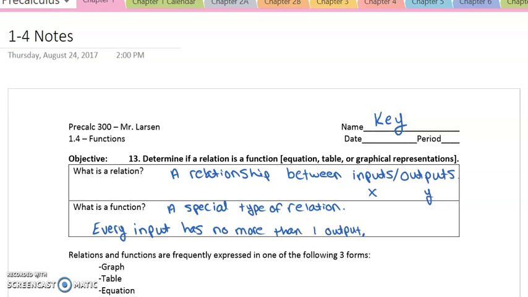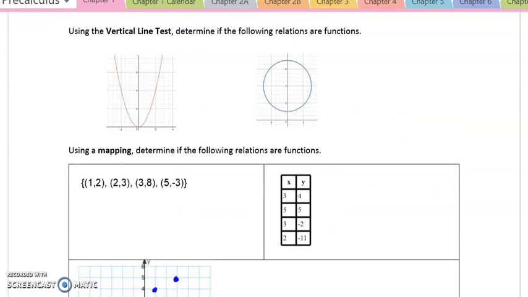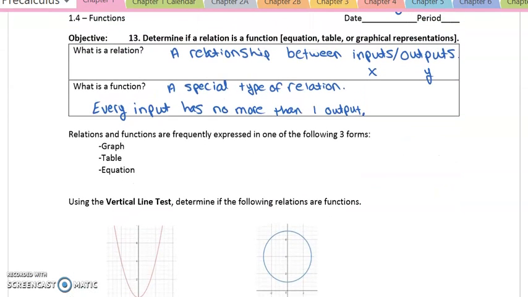So a couple definitions. A relation is just, very simply, a relationship between inputs and outputs, x and y. And if an English teacher were here, they'd yell at me for using the root word in the definition. But you know what? I ain't no English teacher. Okay. What is a function? Well, a function is a special type of relation. Every input has no more than one output, which I'm sure you guys remember from Math 1, which I teach, so I know that that's taught in there.